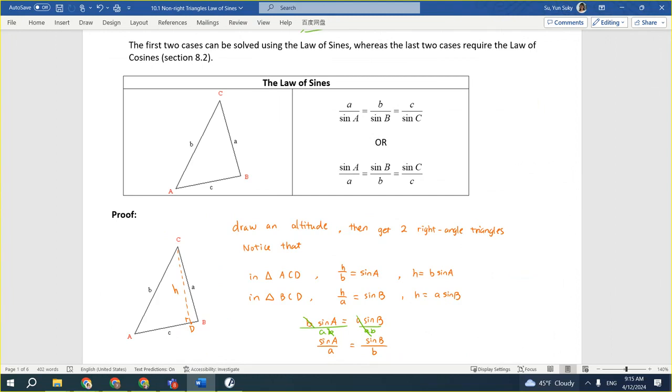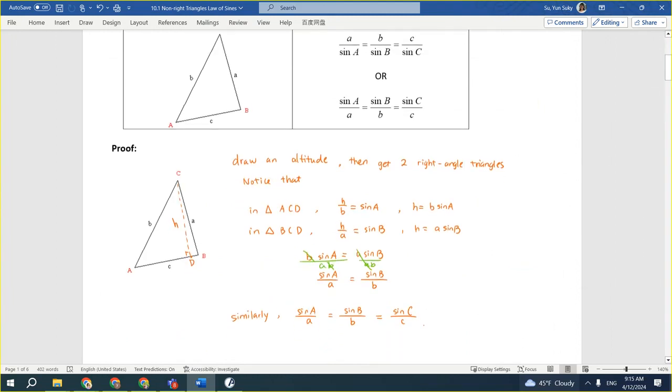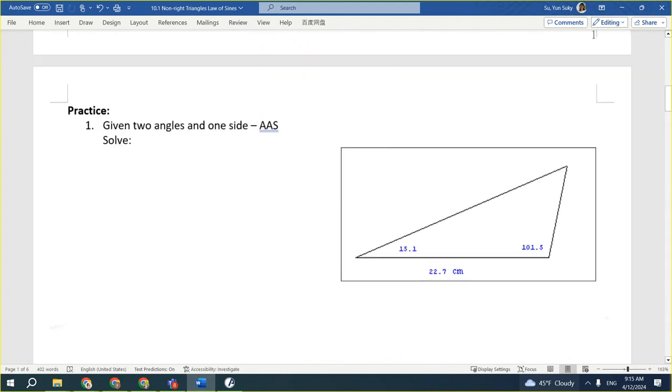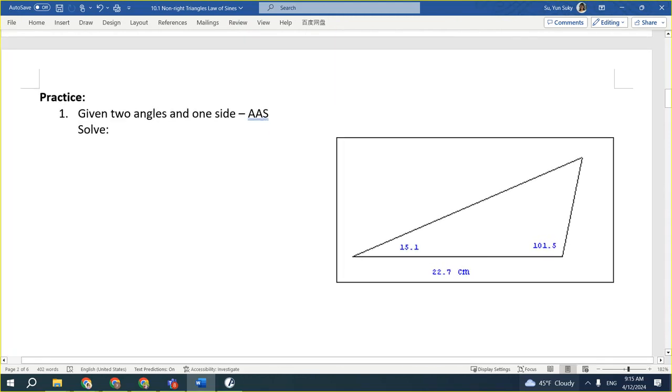So you continue, similar idea. You can draw the altitude of the other side. You can show they are equal to sine C over C. This is the proof. Any questions about the proof?